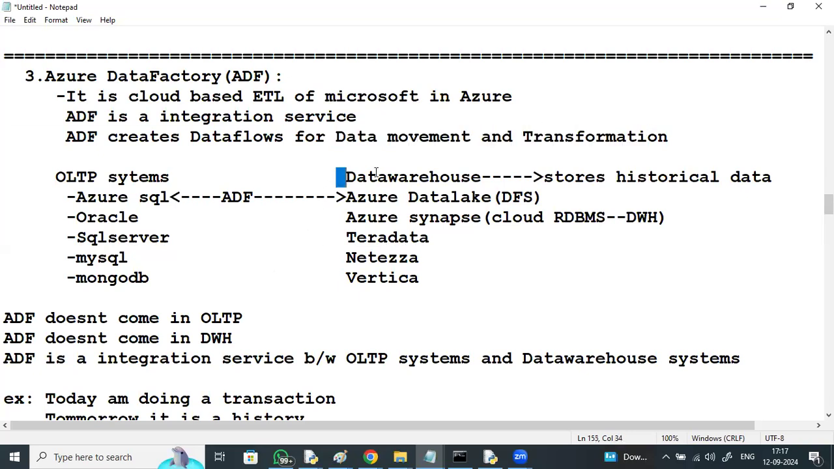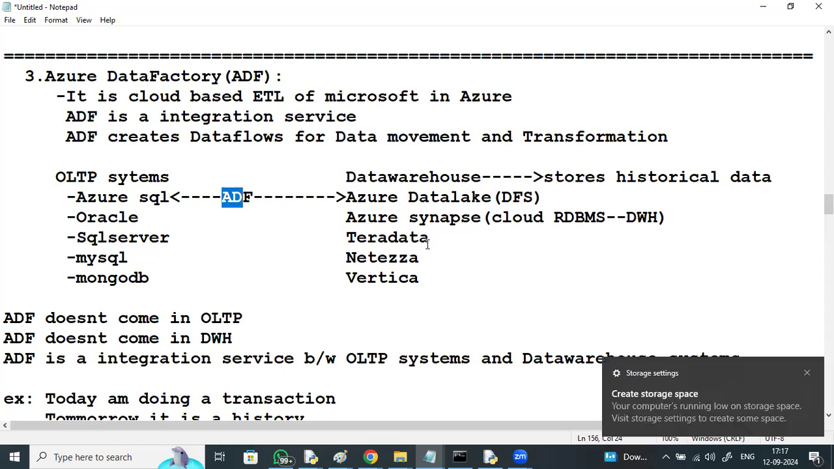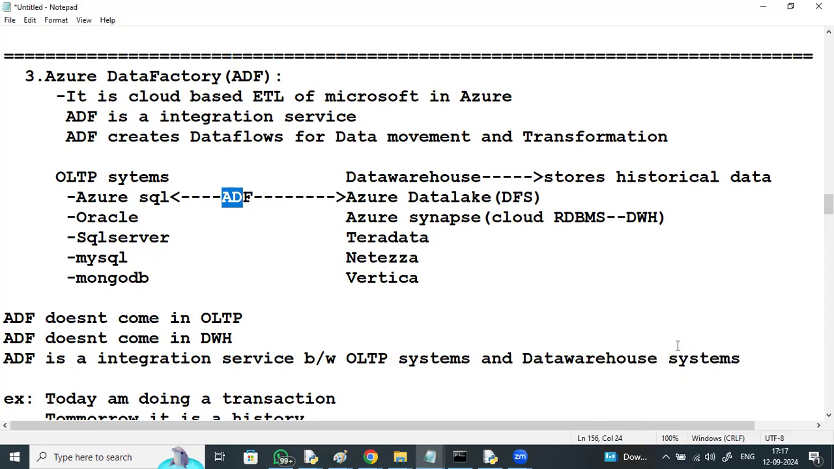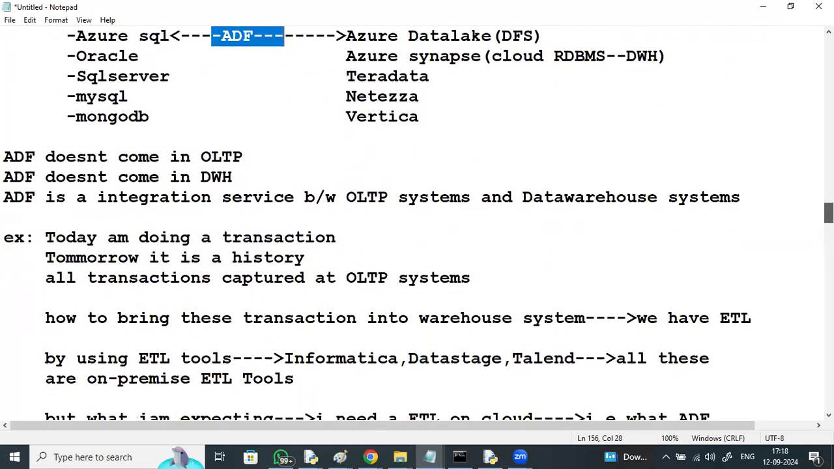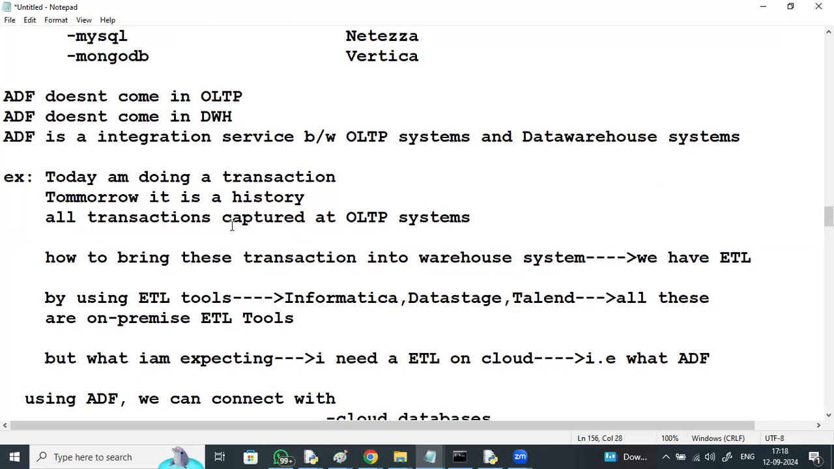OLTP is on one side, the data warehouse on the other side. Between these two, we see ADF, right? It is an integration between the OLTP systems and the data warehouse system. ADF doesn't come within the OLTP or the warehouse systems. It is an integration service between them. We need to bring the transactions captured at OLTP into the warehouse. Generally, we use ETL.